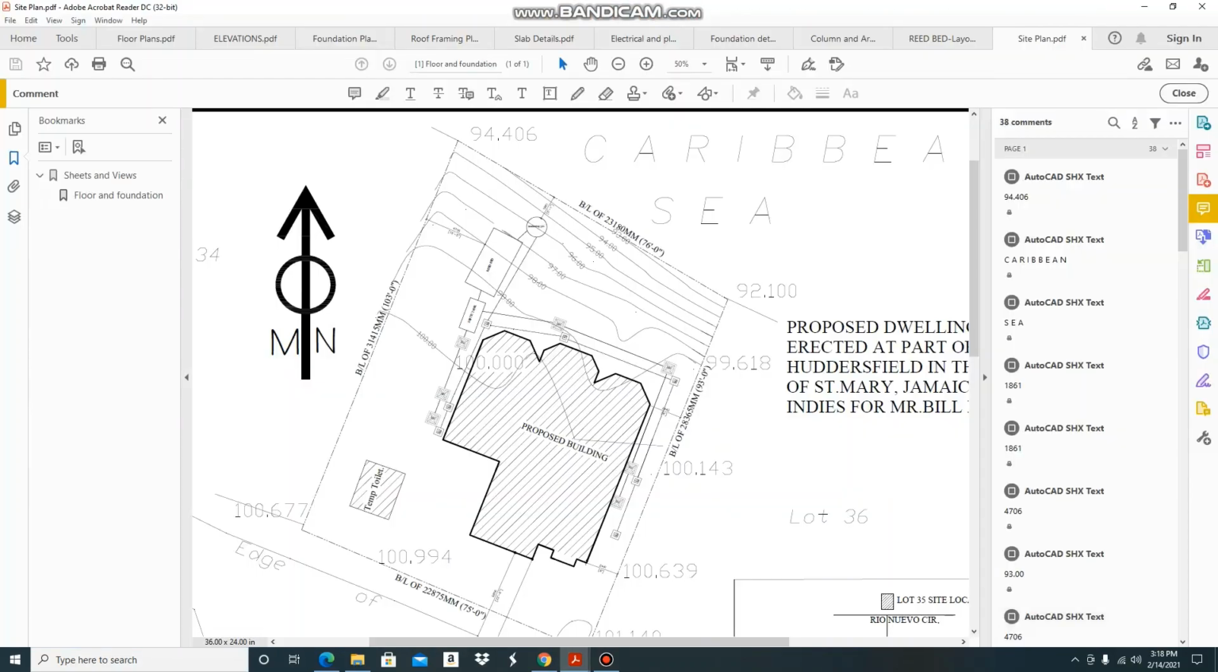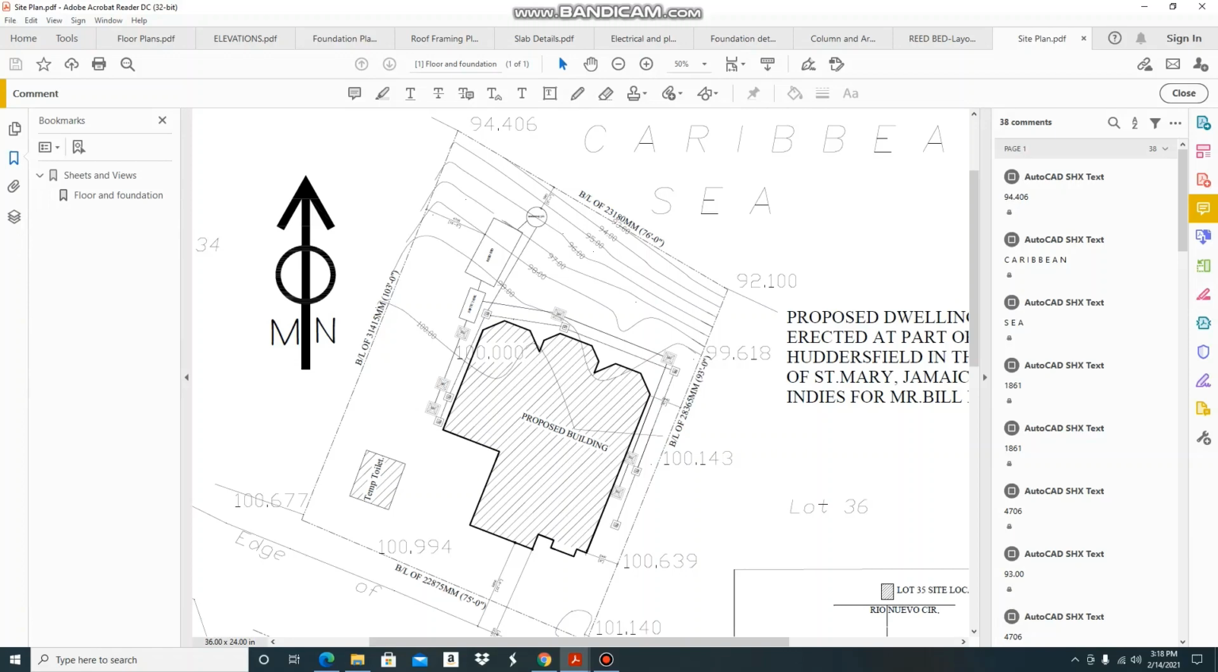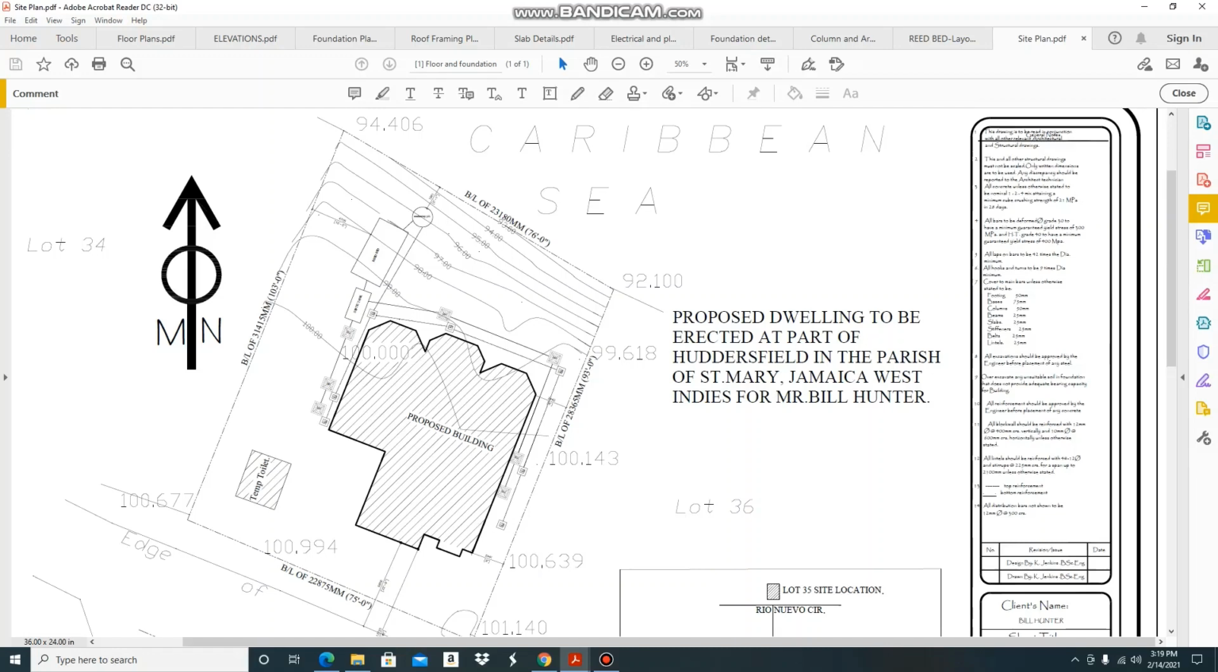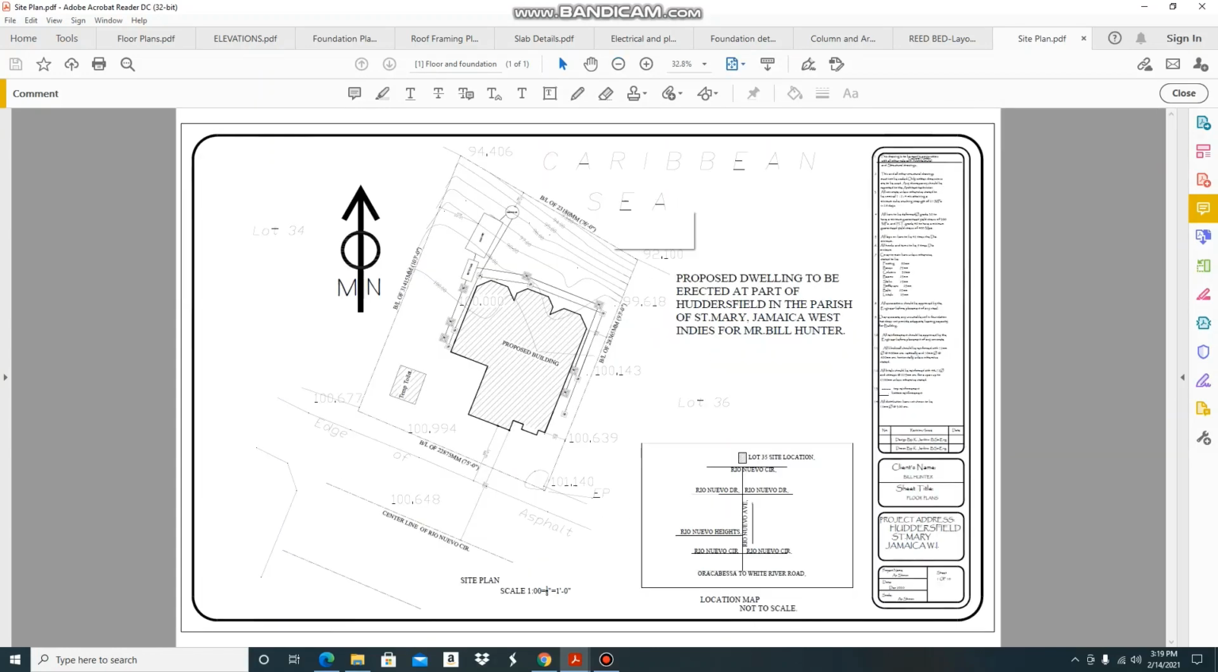Okay? Welcome to this segment, and as you can see here in my picture, this is the site plan of your proposed building. So the site plan, most of the time when you take up a set of building drawings or a set of working drawings, is always going to be your first sheet of drawings. The first thing you look at when you take up a set of drawings is going to be your site plan.